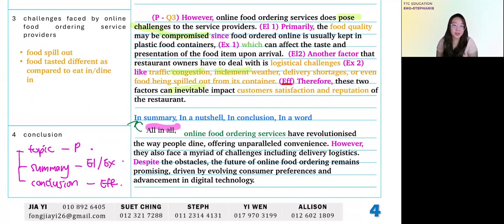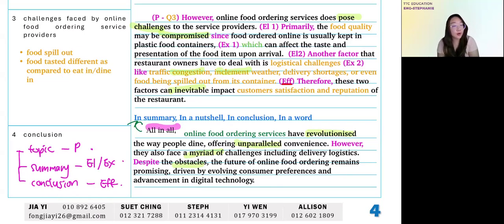Satisfaction, reputation, I think okay. Then you have revolutionized. Unparalleled convenience means incomparable, very good. A myriad of challenges. Okay, obstacles. Do not just keep on using challenge, change to another word. Then we also have, I think the others are okay. Evolving means evolution. Advancement, or good. Okay, so far so good.